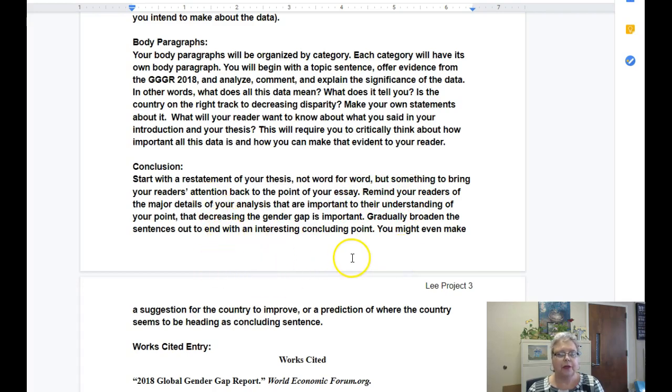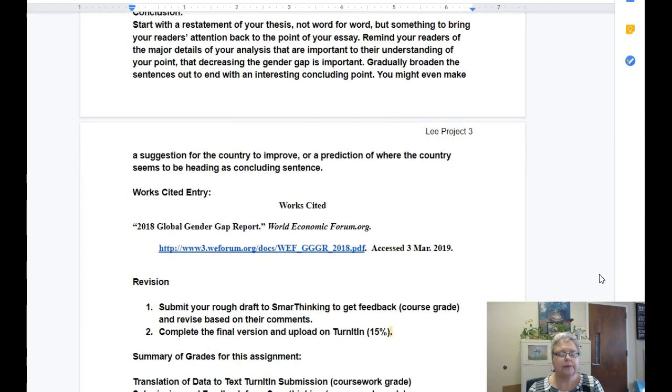Are they closer, or has the gender gap widened for each of the 4 categories? And then generally broaden it out to end with an interesting point. You might even want to make a suggestion, a suggestion for the country to improve, a prediction of where the country seems to be heading, just something general, but still on the same topic.